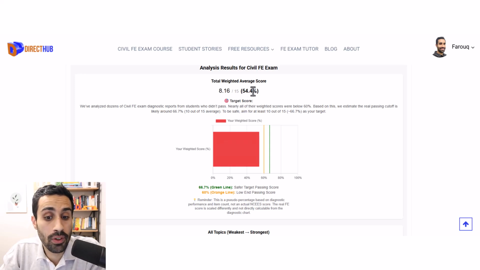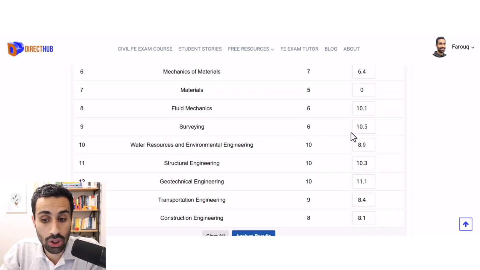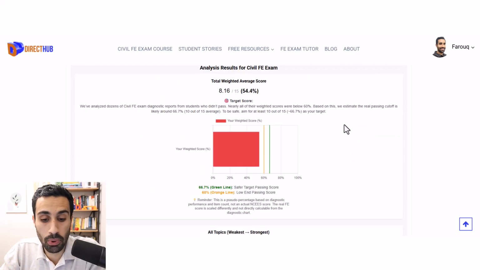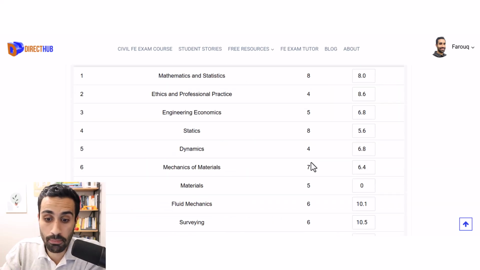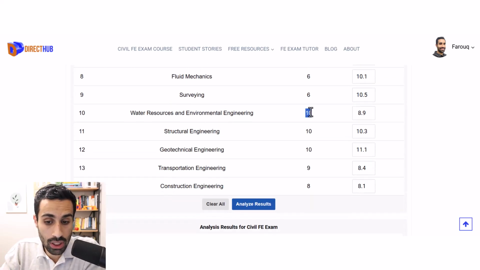It's going to be 54.4% as a total weighted average score that's calculated based on the data that we just put in. Again, this is a pseudo percentage based on performance and the item count, the number of items. The number of items is the weighted part, we account for that weight.